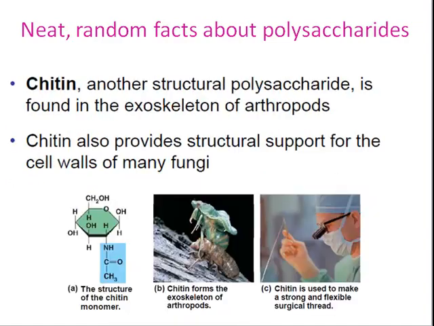Pretty neat. Chitin is another structural polysaccharide, and it's found in the exoskeleton of arthropods. Chitin also provides structural support for the cell walls of many fungi. So as you can see, there's the structure of chitin, the monomer, and it's showing that chitin forms the exoskeleton of arthropods, and it's used to make strong, flexible surgical thread. Pretty neat.